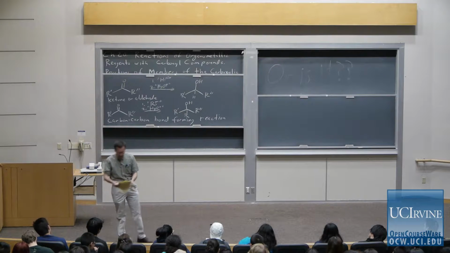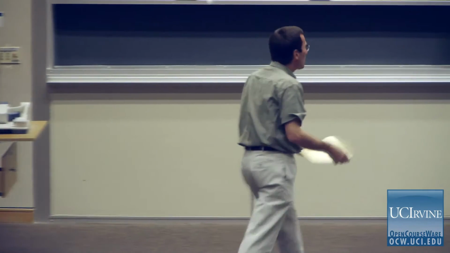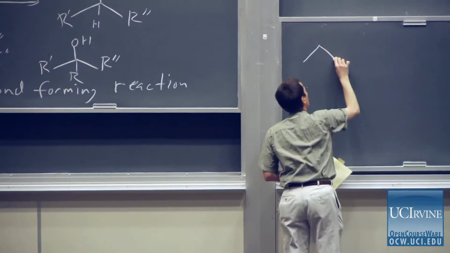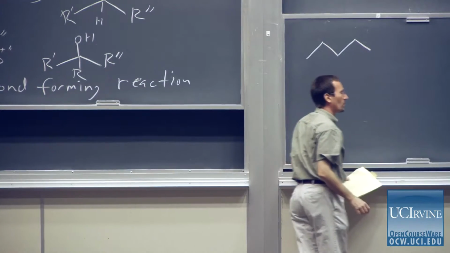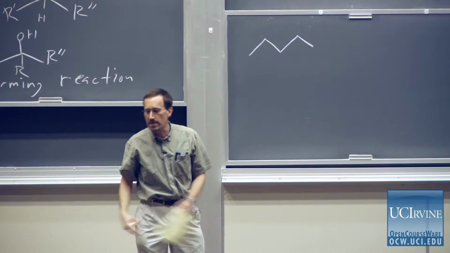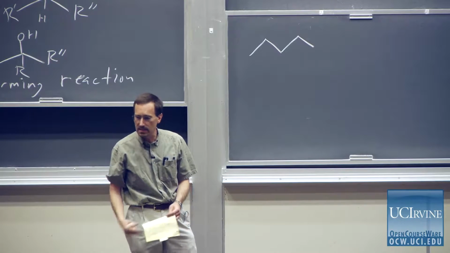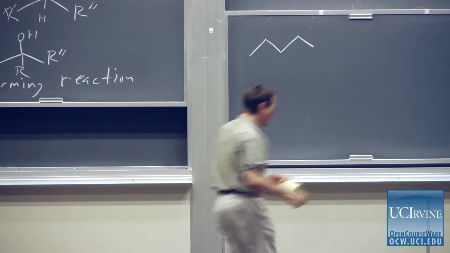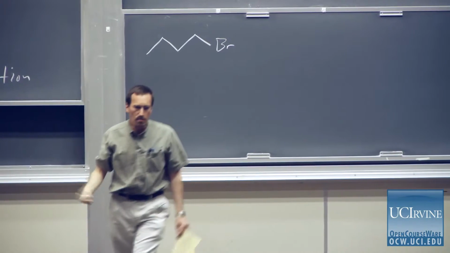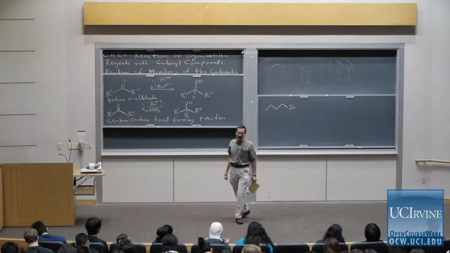So now we come down to the issue of what is our R minus, what is our source of our carbon nucleophile? The first really valuable carbon nucleophiles that were developed were Grignard reagents, developed by Victor Grignard. He received the Nobel Prize in chemistry in 1912 for this. The basic idea is that you take some halide, a bromide, a chloride, or an iodide.